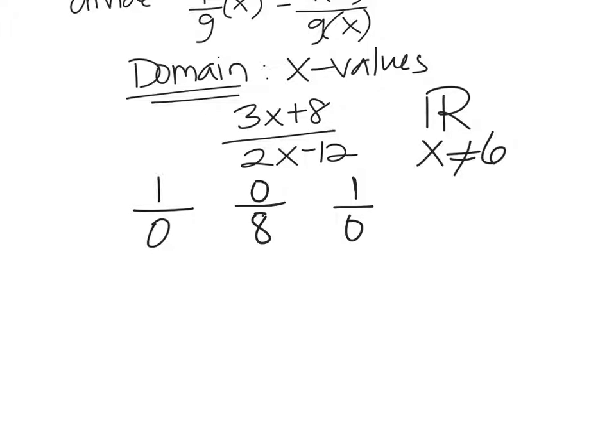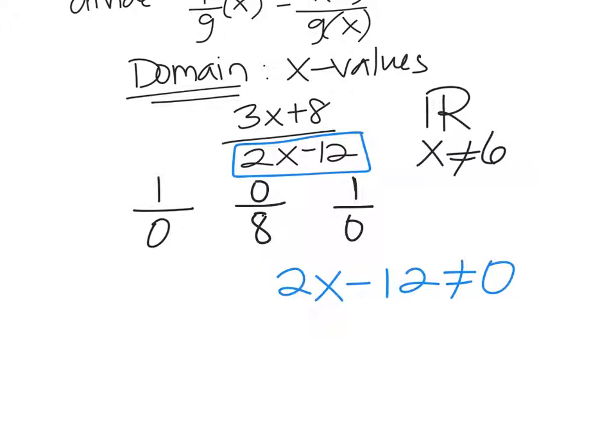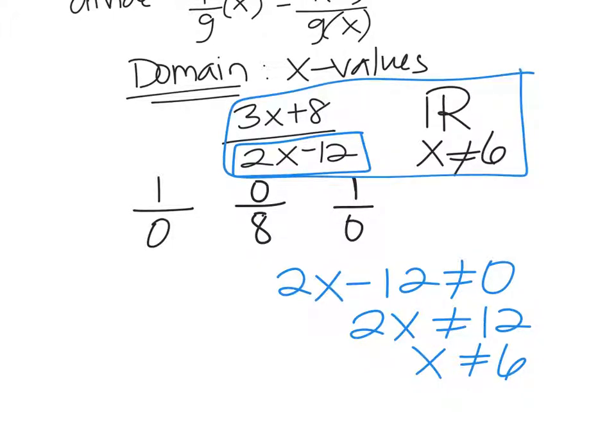So how did we get 6? How did I get 6? Well, what you do is this. You take the denominator and you say, this cannot equal 0. And you solve that. Add 12 to the other side. Divide by 2, x cannot be 6. Okay? You figure out whatever's going to make the denominator 0, and you're not allowed to have that. So your answer would be 3x plus 8 over 2x minus 12, but x cannot be 6.